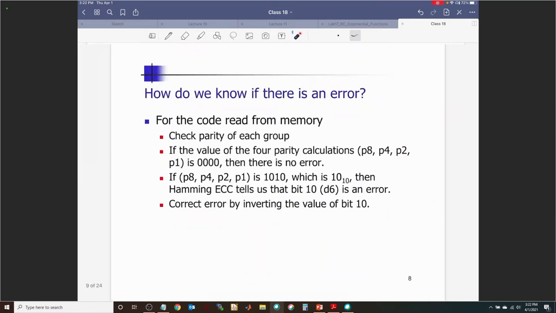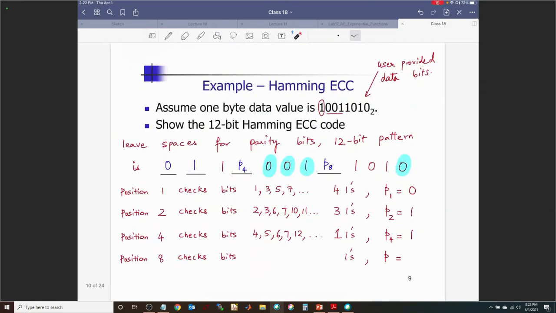All right, let's go here. So we talked about P4. We generated P4 to be a 1, right? So this group was odd parity. We need P4 to be a 1. So let's erase this and put a blue 1 there.